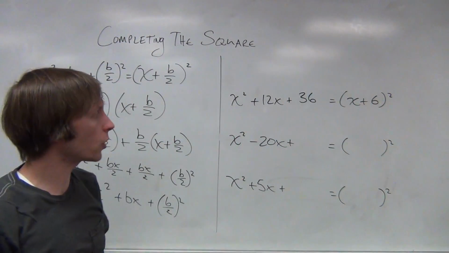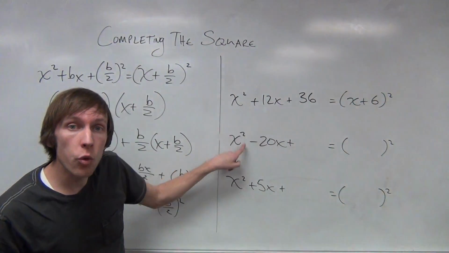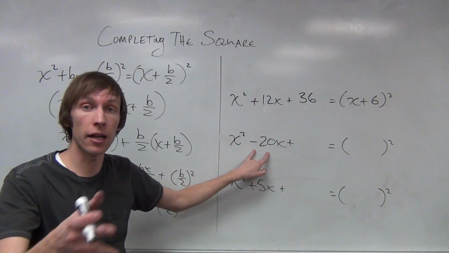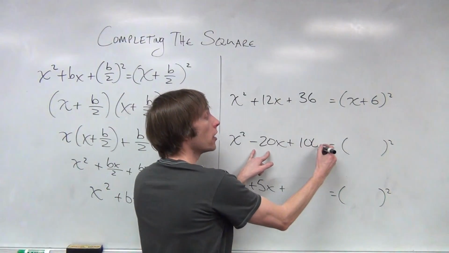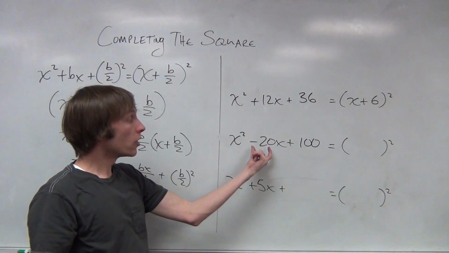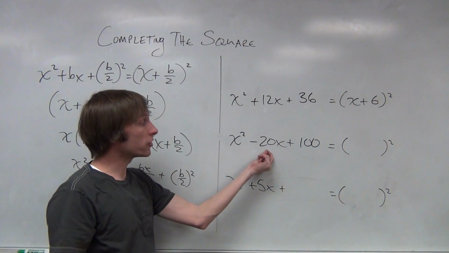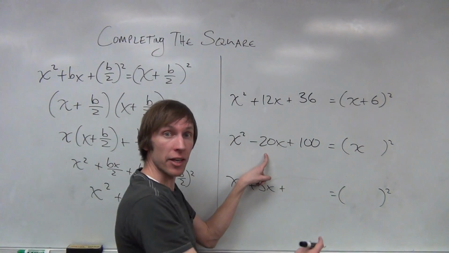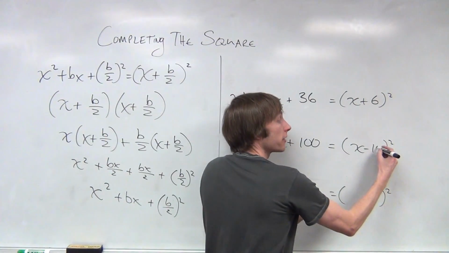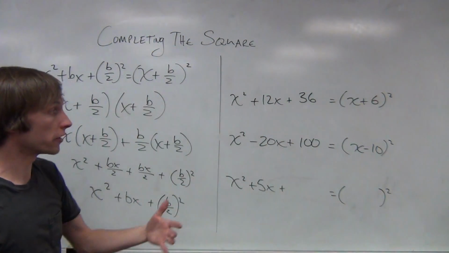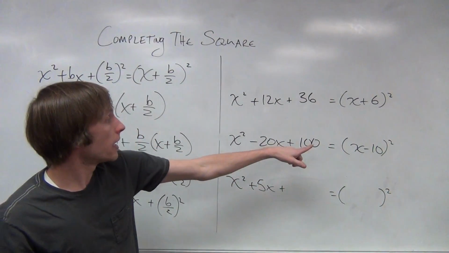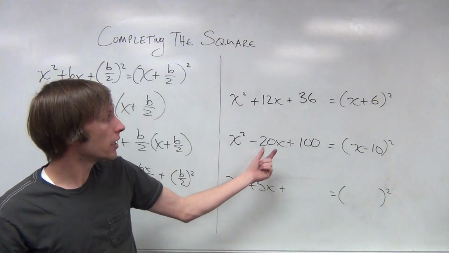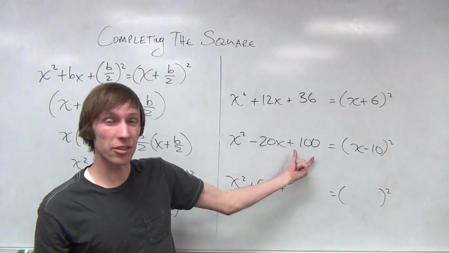x plus 6 squared. Now, negative 20. Negative 20 divided by 2 is negative 10. Negative 10 squared is positive 100. So we can rewrite x squared minus 20x plus 100 as x minus 10 squared, because that's what negative 20 divided by 2 is. If I multiply that out, I get x squared minus 10x minus another 10x. That's how I get my negative 20x. And then negative 10 times negative 10 gives me a positive 100.